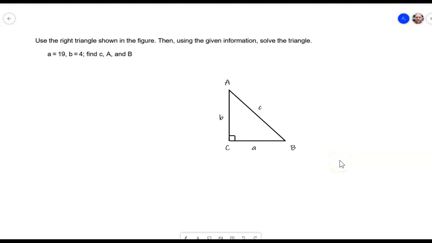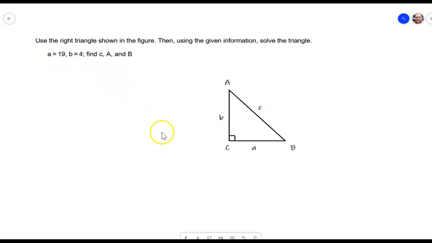Beckstrom, and today I want to take a look at using right angle trigonometry to find the lengths of sides and angles of a right triangle, given that we have some information of that triangle already. Usually we're given two pieces of information. In this case, we're given two of the sides. We could be given one of the sides and one of the angles.